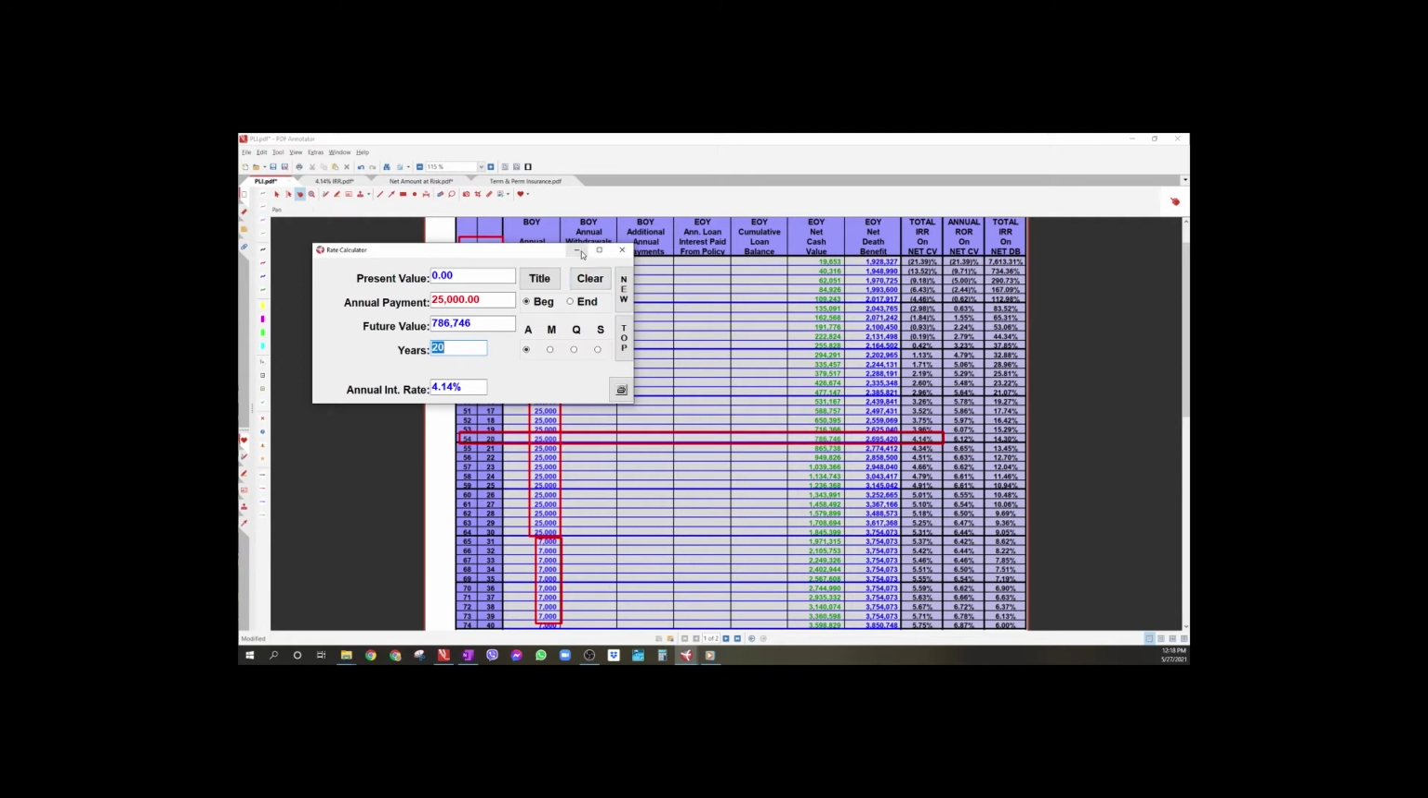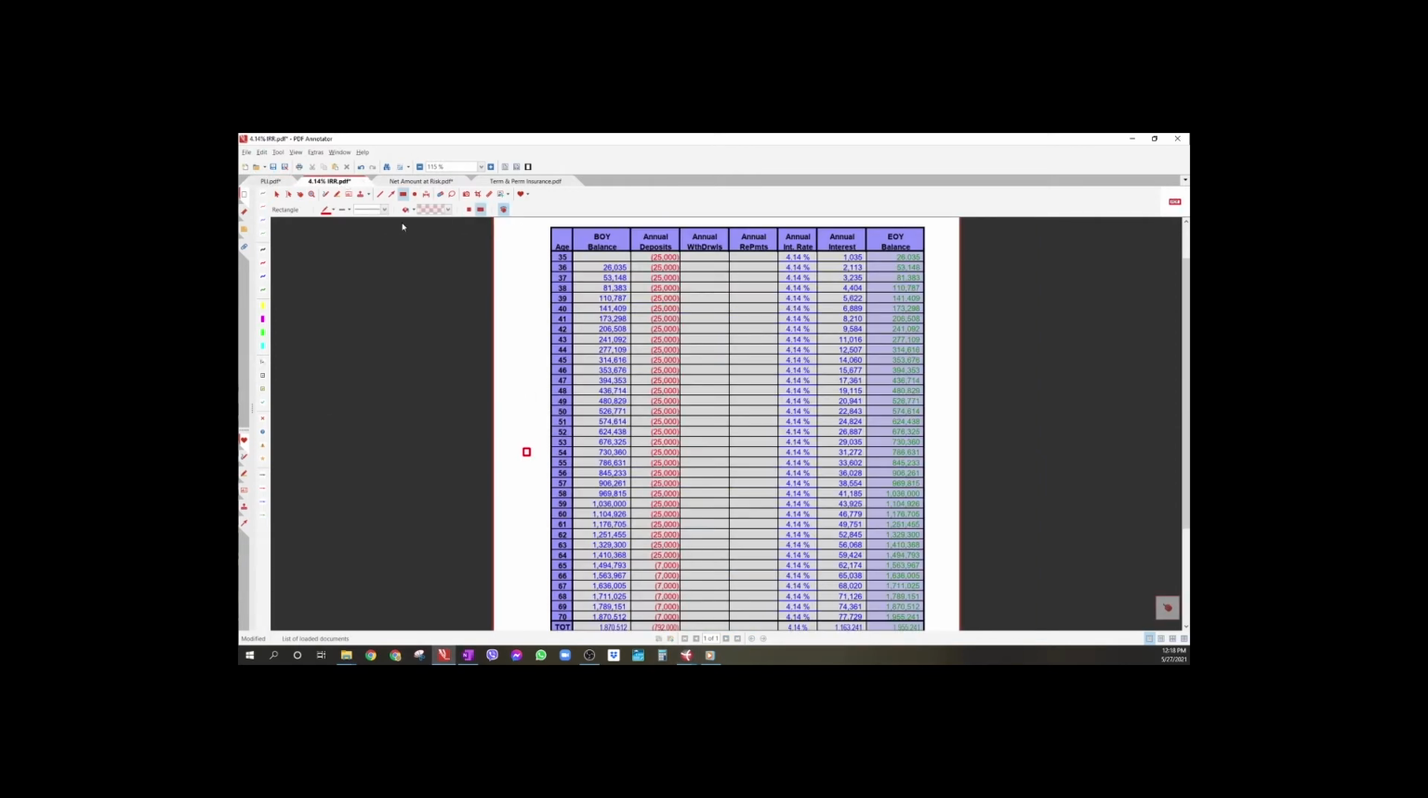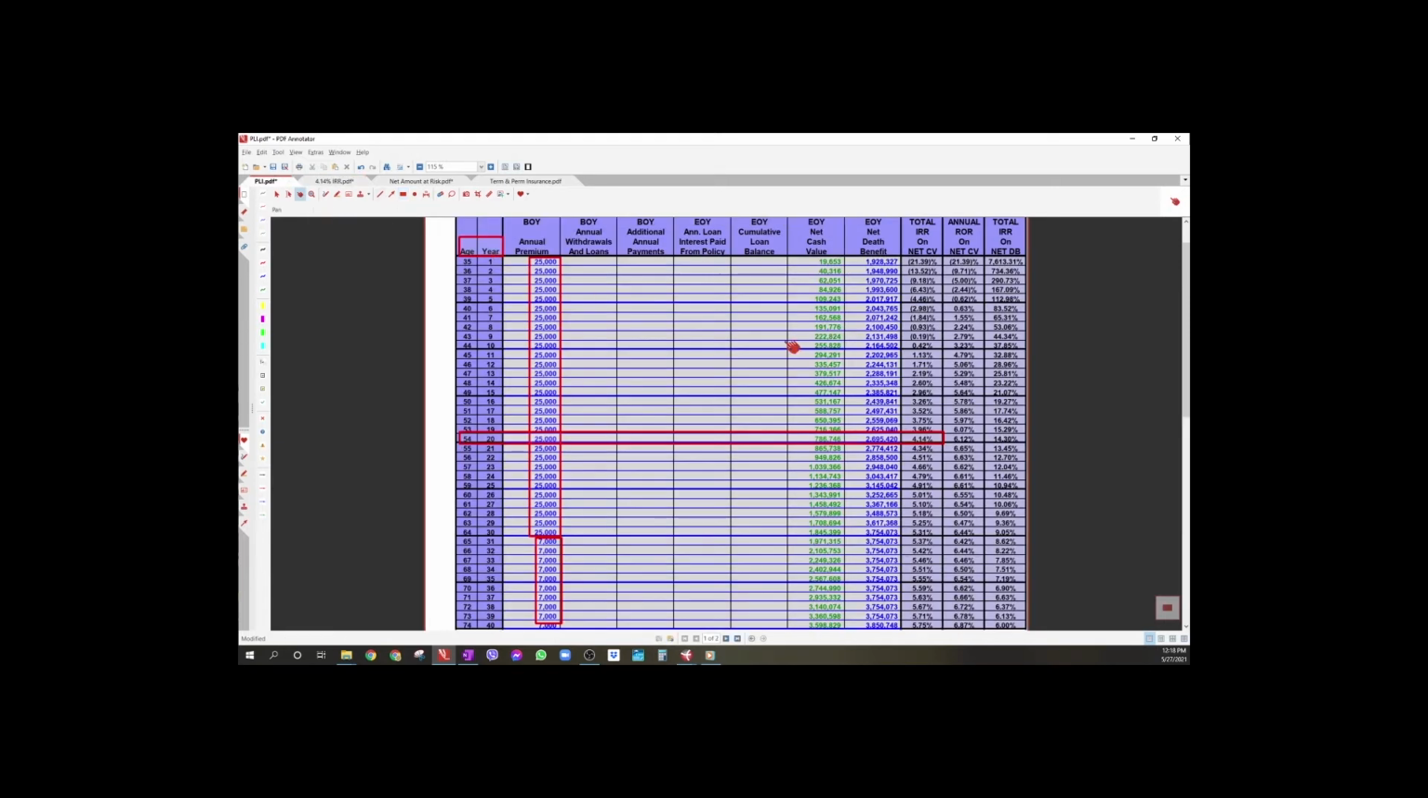You'll notice someone setting aside $25,000 annually into any kind of investment. It doesn't have to be cash value life insurance. Earning 4.14% every year, never a losing year, never a down year, will accumulate this $786,000 in year 20. So again, the way a life insurance policy works, as if the client has been earning the given internal rate of return percentage the entire time every year.